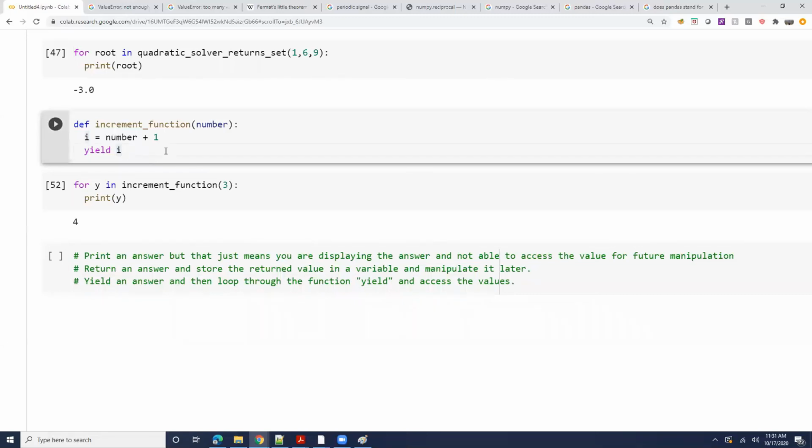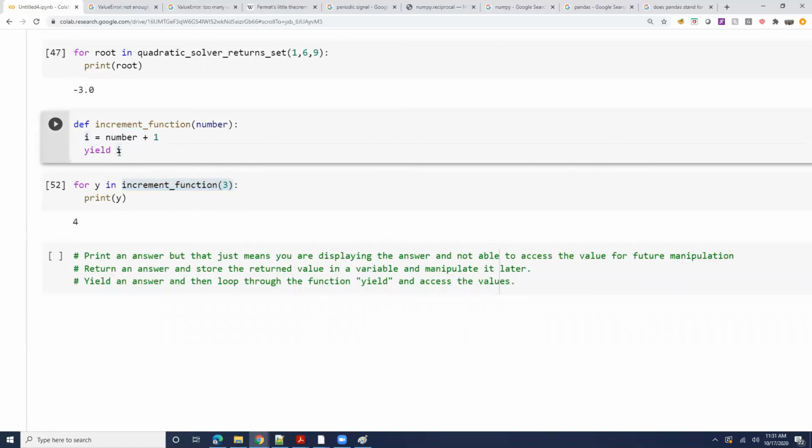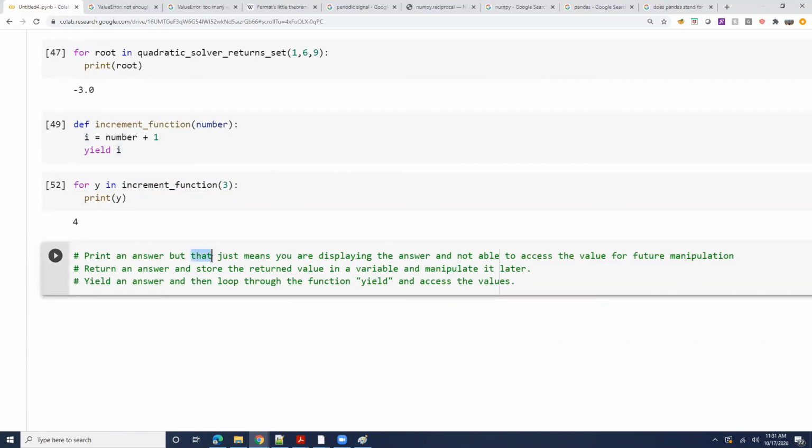There are lots of use cases. One way is to lazily return an answer. When I called the increment function of 3, it didn't actually return the value. Only when I said for y in this range. Yeah, Simran, you can do that, but we'll go over a slightly different way. We don't want to print, right? Because when you print, you are not getting anything out. You are just showing it to somebody.